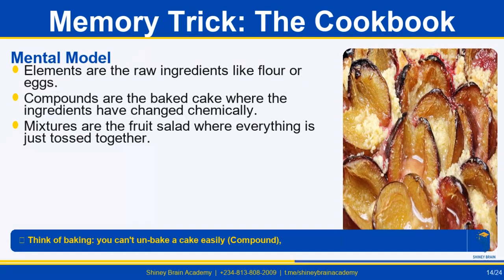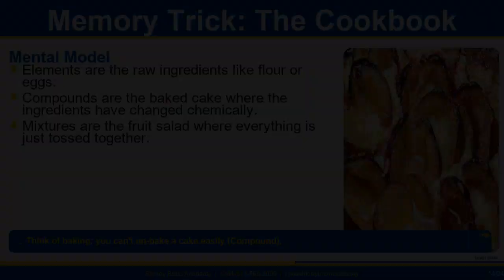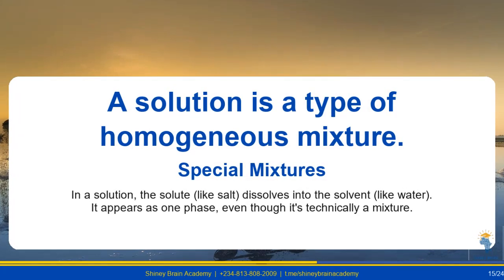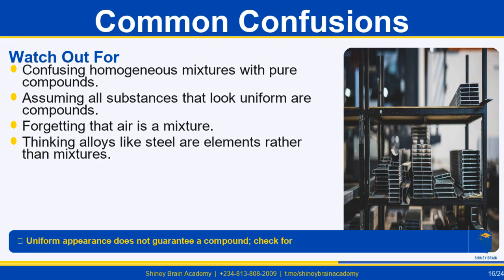Remember the key: once the ingredients are bonded by heat, they become a new thing. That is a compound. A salad is just a mixture. Solutions are tricky. They look like compounds, but because the salt isn't bonded to the water, they are classified as homogeneous mixtures. Steel is a common trap. It's a mixture of iron and carbon, called an alloy. It looks solid and simple, but it is a mixture.